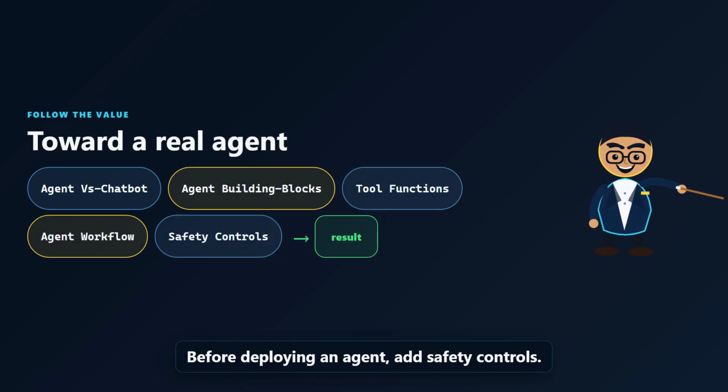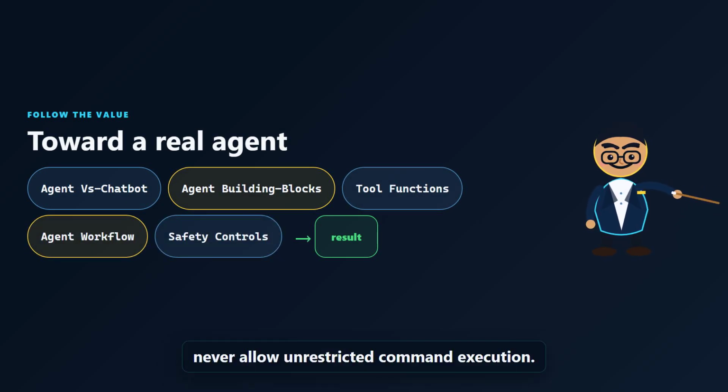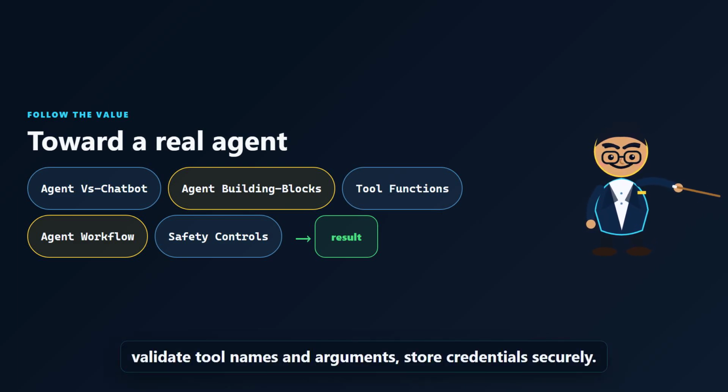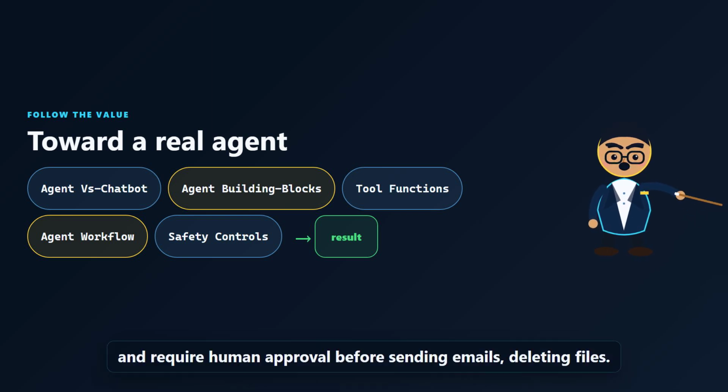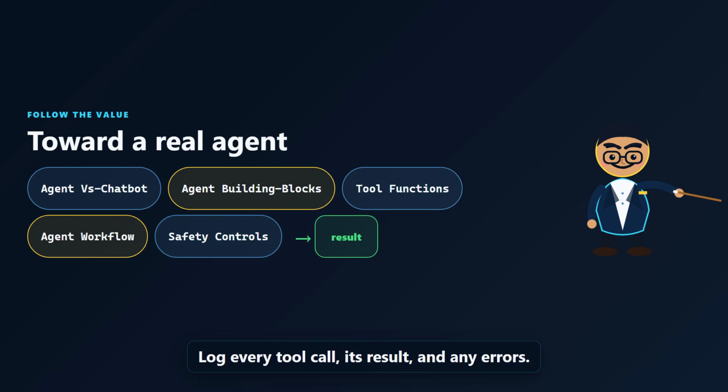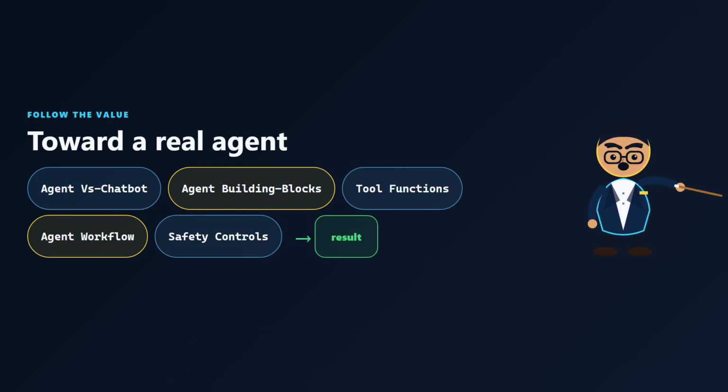Before deploying an agent, add safety controls. Never allow unrestricted command execution. Validate tool names and arguments. Store credentials securely, and require human approval before sending emails, deleting files, or changing production systems. Log every tool call, its result, and any errors.